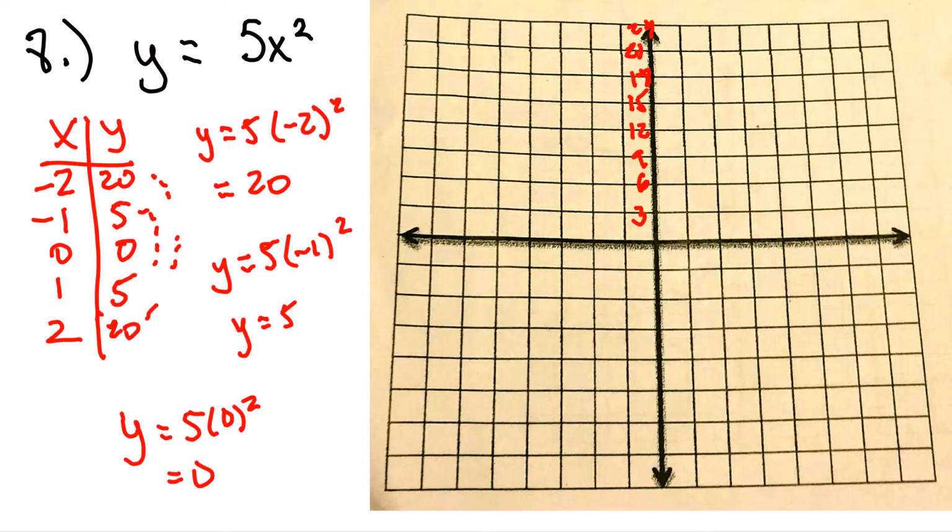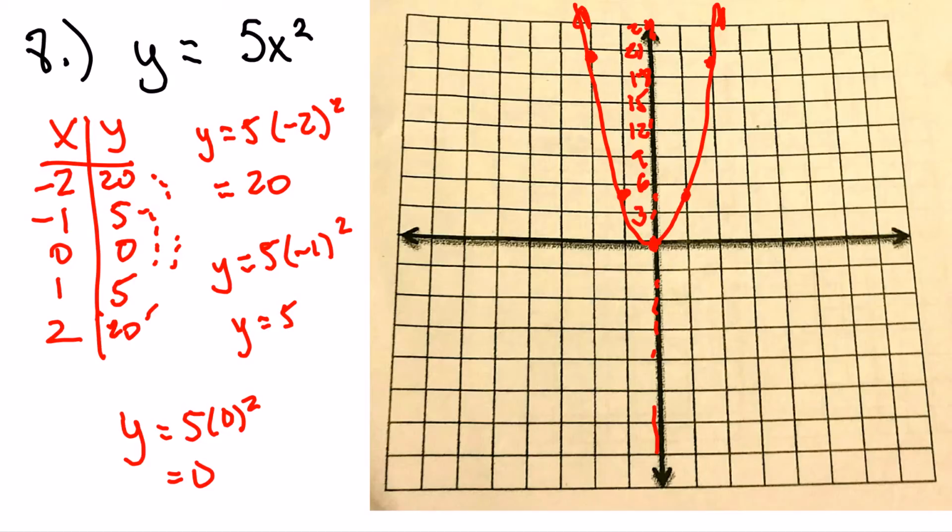Alright, so I go left 2 up to 20. That's just below 21 because I went by 3s. Negative 1, 5. Put a dot right there. 0, 0. And then 1, 5. And then 2, 20. Remember, the line of symmetry, the axis of symmetry is the y-axis. And you can see that the dots are the same distance from that middle line.